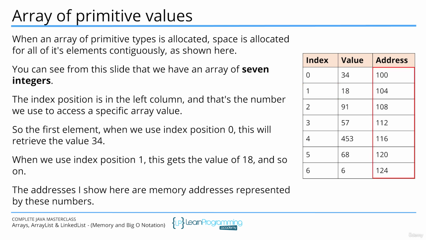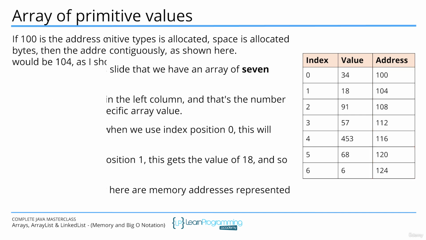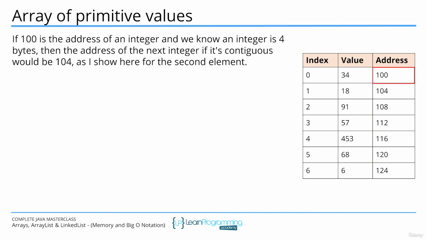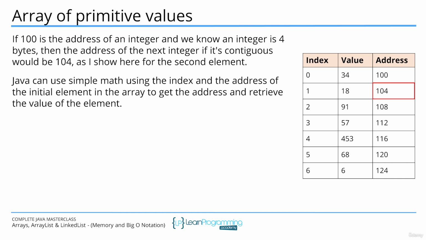The addresses I show here are memory addresses represented by these numbers. If 100 is the address of an integer, and we know an integer is 4 bytes, then the address of the next integer, if it's contiguous, would be 104, as I show here for the second element. Java can use simple math using the index and the address of the initial element in the array to get the address and retrieve the value of the element.